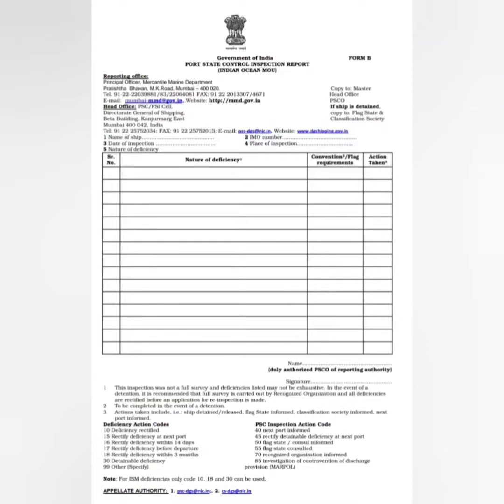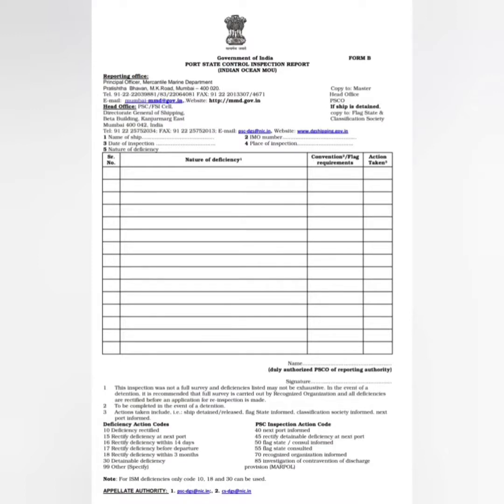There's another common question that surveyors usually ask, which is for ISM deficiencies, what all codes can be given by PSC? So the answer is also given in this Form B. It's 10, 18, and 30. So the code 10 says that deficiency was rectified immediately, or as per code 18, vessel has been given a 3 months period to rectify the deficiency, or code 30, the vessel was detained.